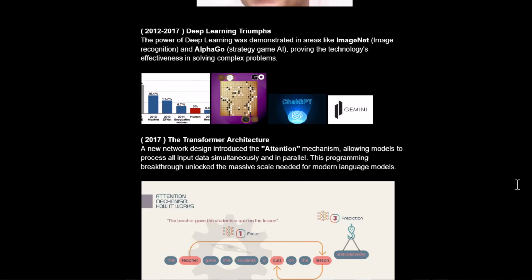2012 through 2017, deep learning triumphs. The power of deep learning was demonstrated in areas like ImageNet image recognition and AlphaGo strategy game AI, proving the technology's effectiveness in solving complex problems.